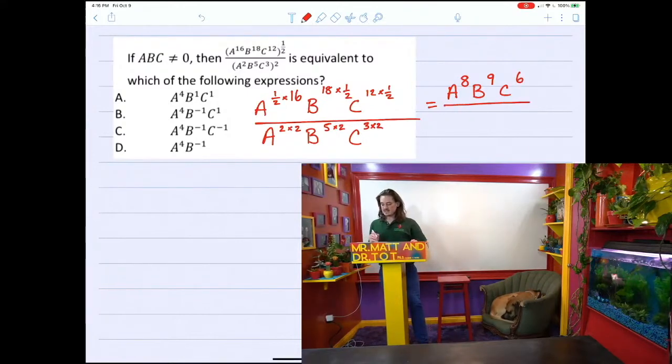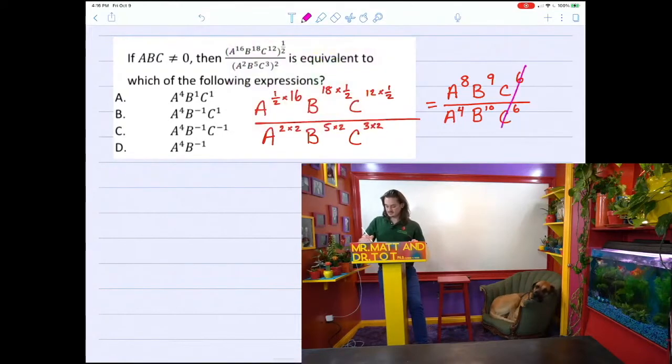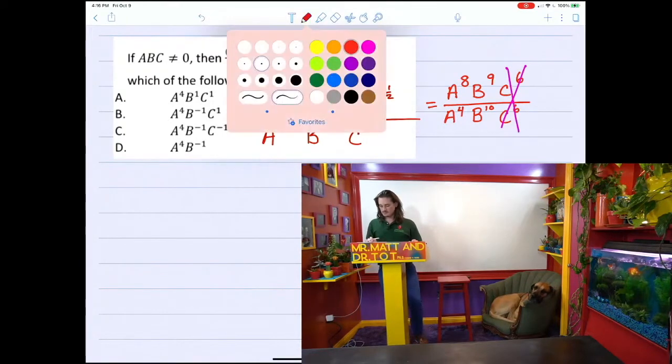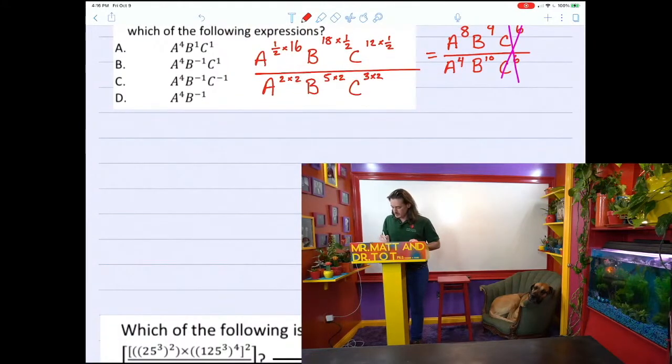Quantity divided by a to the 2 times 2 is a to the 4th. B to the 5 times 2 is going to be b to the 10th. And c to the 3 times 2 is c to the 6th. So you might notice that the c's cancel out directly. And you're going to be left with a to the 8th, b to the 9th, a to the 4th, b to the 10th.